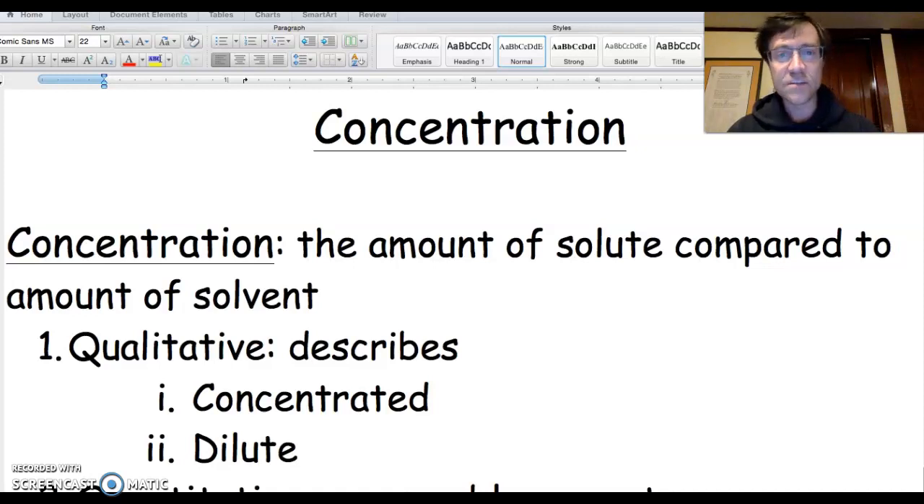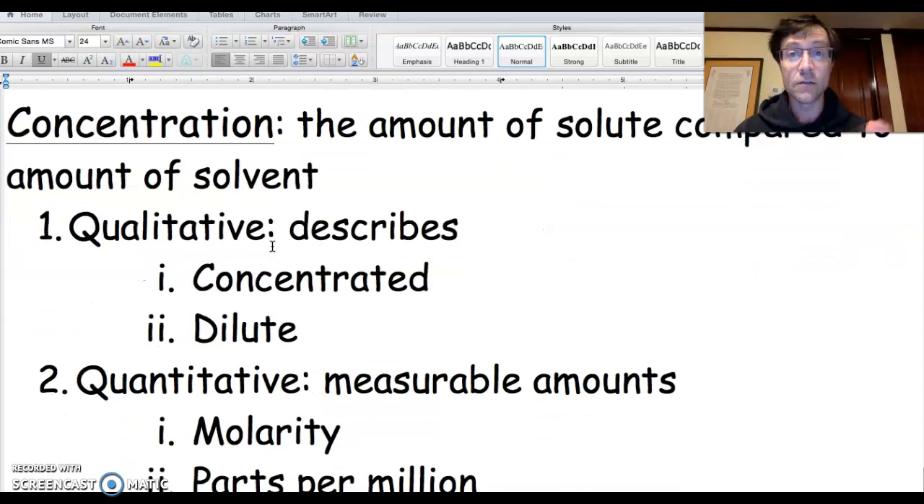So concentration is basically the amount of solute you have dissolved in your solvent. And we have different ways of measuring concentration for different reasons. Most people out there living your normal life, this right here is good enough.